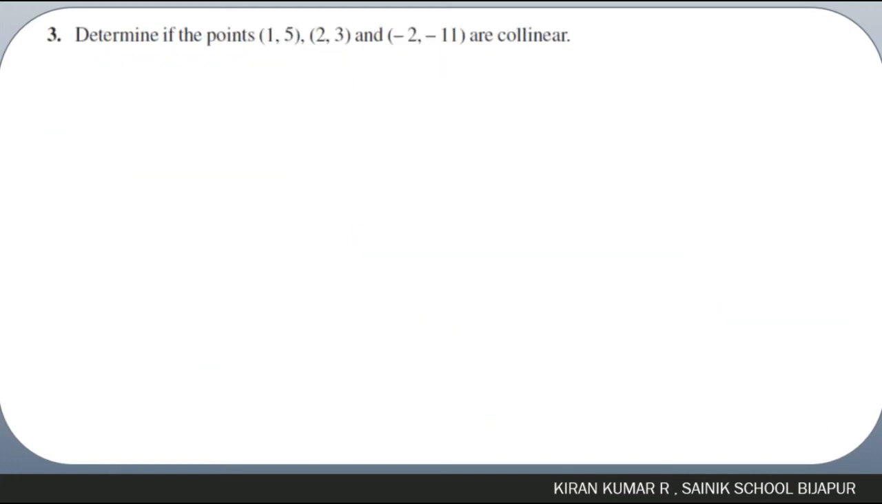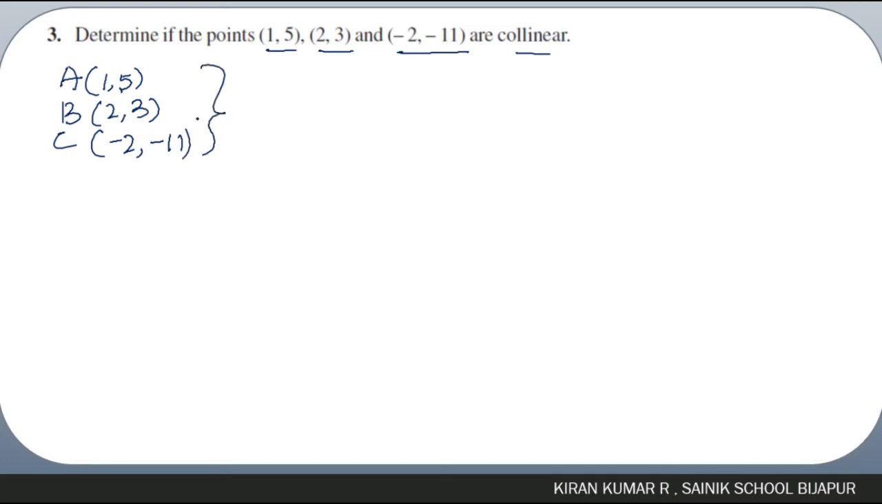Question number 3. Determine if the points (1, 5), (2, 3), (-2, -11) are collinear. For the sake of checking whether it's collinear, I'll name the points as A, B and C respectively. With these coordinates, I'll find out the length of AB, BC and CA.